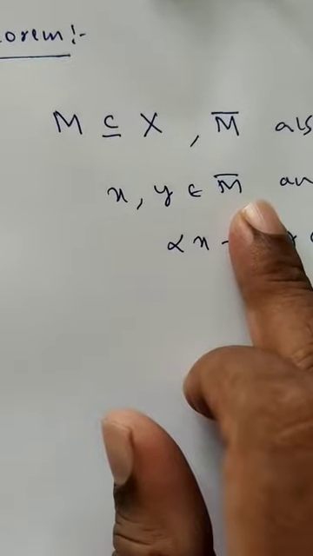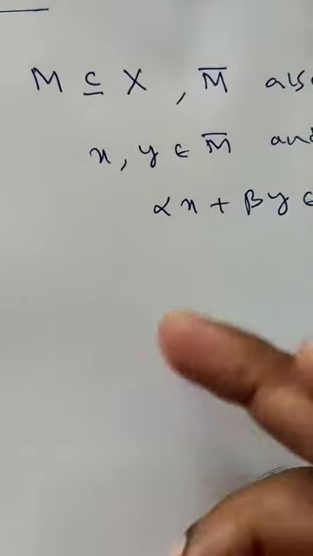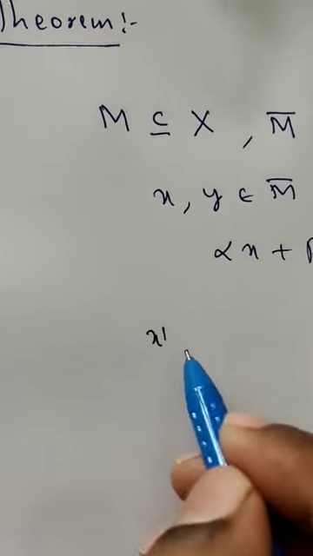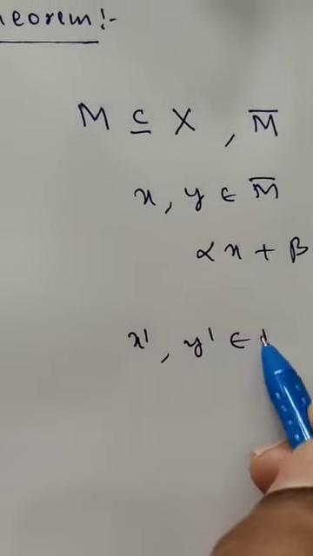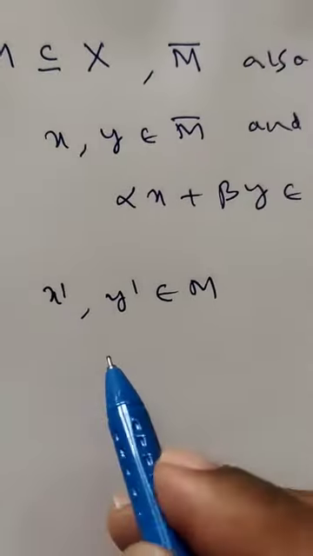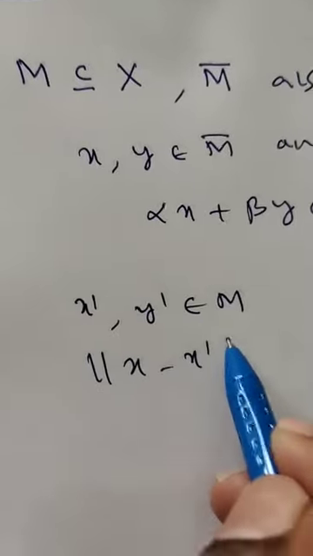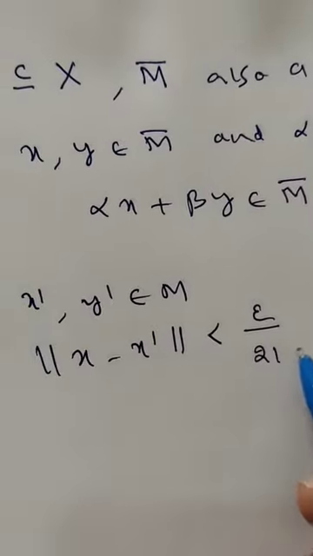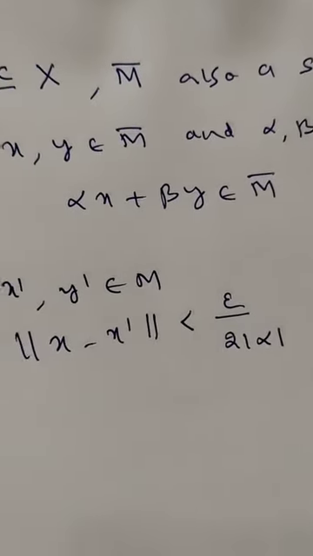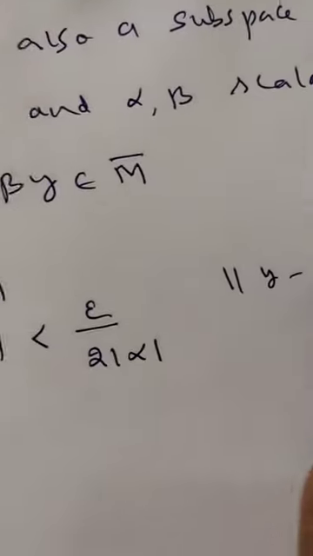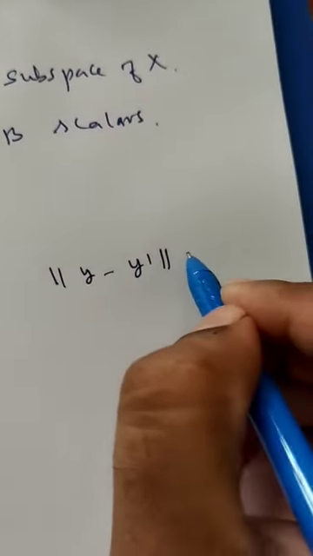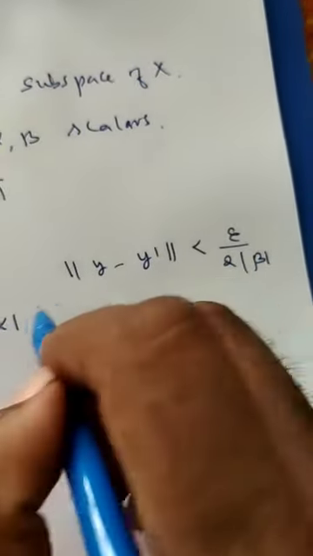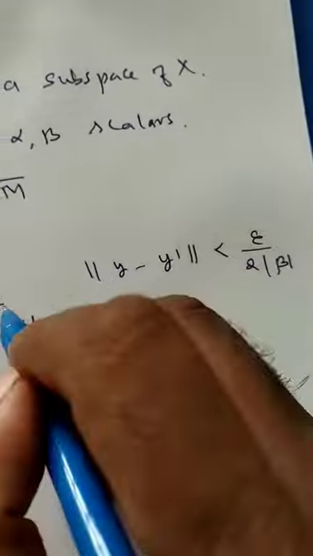Okay. So, what will happen if X and Y belong to M closure? Correspondingly, we will have the points X dash, say Y dash, belonging to M such that norm of X minus X dash is certainly less than some small number, say epsilon by 2 times mod alpha, and similarly norm of Y minus Y dash is also less than epsilon by 2 times mod beta. Okay, this is for our convenience I have taken. This is some small number.